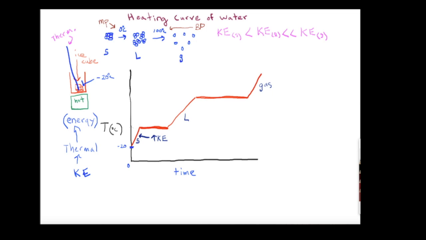This point right here is the point where we reach the melting point of water. So it's 0 degrees centigrade, right? So let me put that in here. This is our melting point. And if you need to, pause the video and think about this. This line is flat. It has no slope. Therefore, the temperature is not changing here.